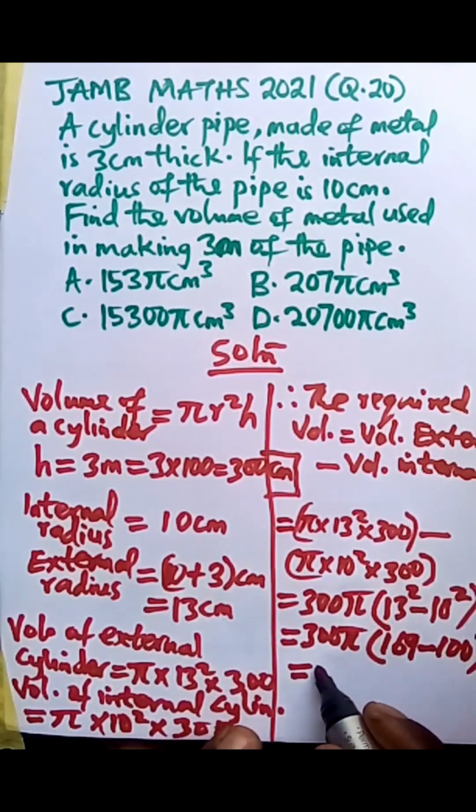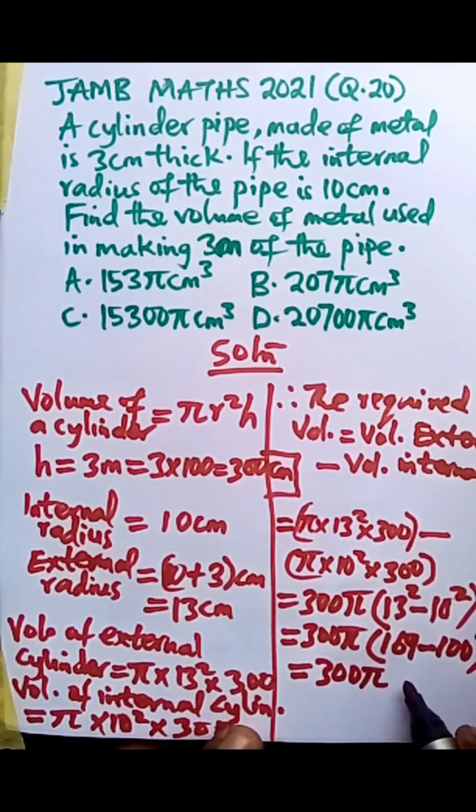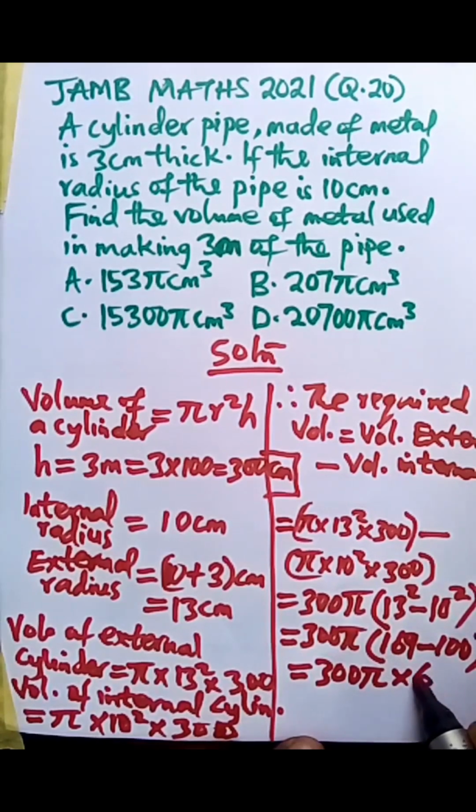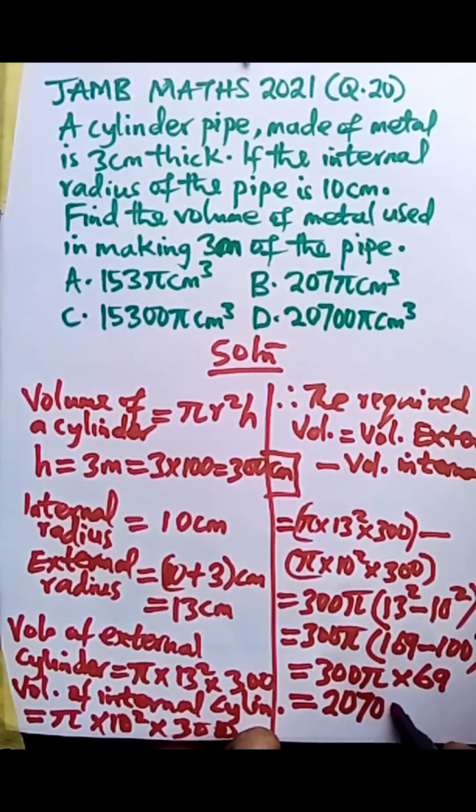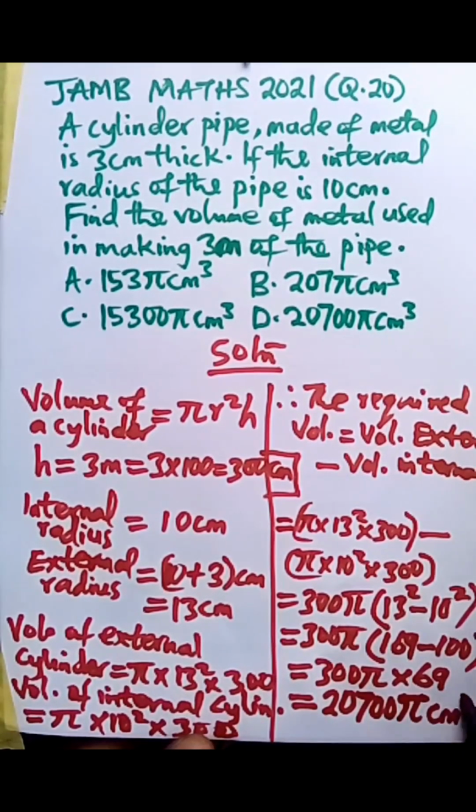So when we subtract that, we have 300 pi times 169 minus 100, which is 69. So when we multiply 300 pi times 69, you are left with 20,700 pi. So we are solving it in terms of pi. 20,700 pi. Remember, we are calculating volume, so that is cm cube.